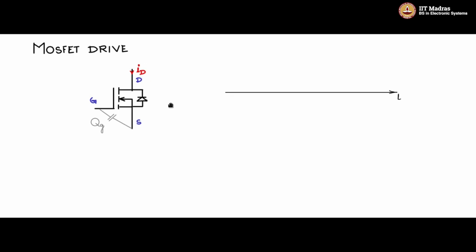So let us look at the drive requirement. Let's say this is the time. I will split it into time zones. This is the off state of the MOSFET. This is the on state of the MOSFET. Again, the off state of the MOSFET. There is an off to on transition, which is called the turn on period. There is an on to off transition, which is the turn off or the switch off period.